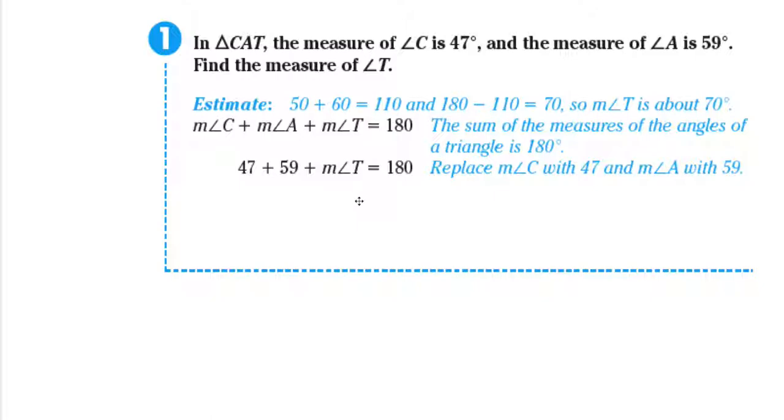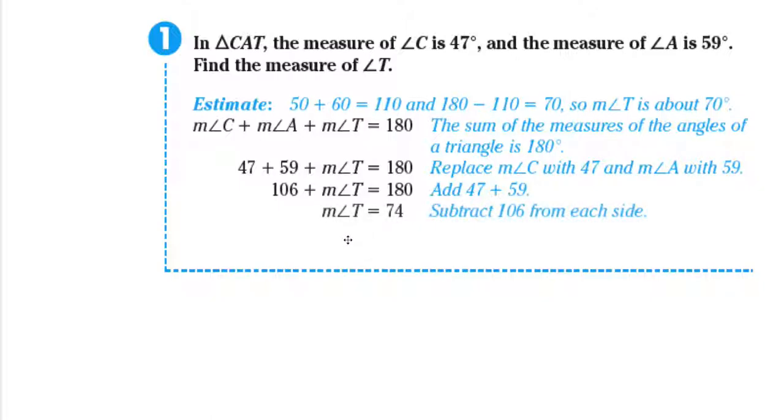Okay, and then we simplify that by adding 47 and 59. We end up with 106 plus the measure of angle T equals 180. And in solving one-step equations, we subtract 106 from both sides of the equation. Now the measure of angle T equals 74 degrees.